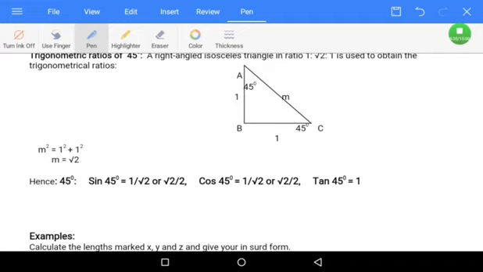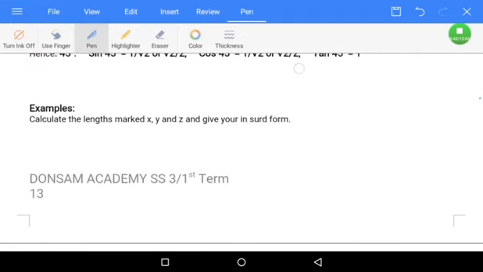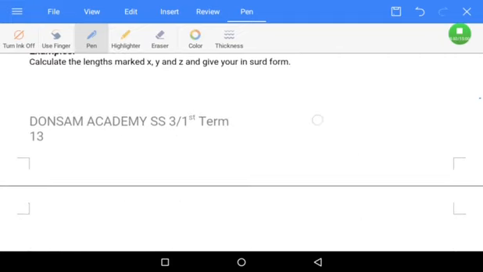Adjacent is 1. So you have 1 over 1, which is 1. So now if you punch tan 45 in your calculator, you should get 1. Do you understand? Alright, knowing this, we can apply this to solving some problems.